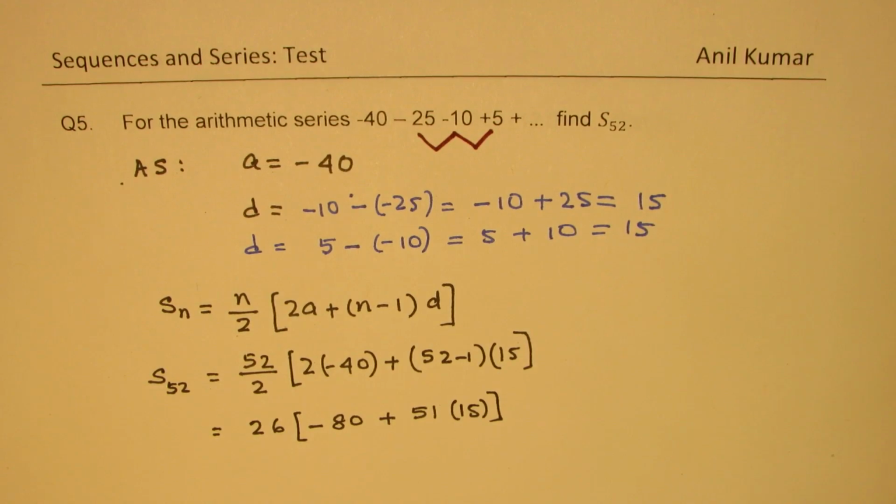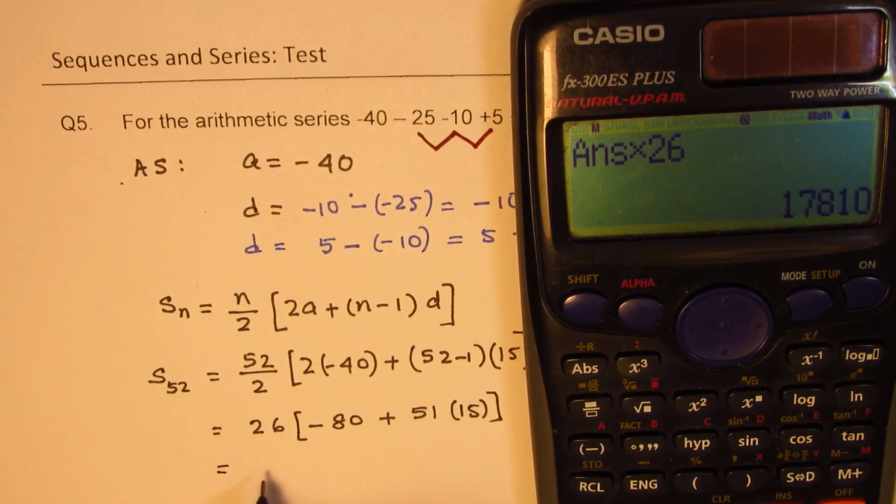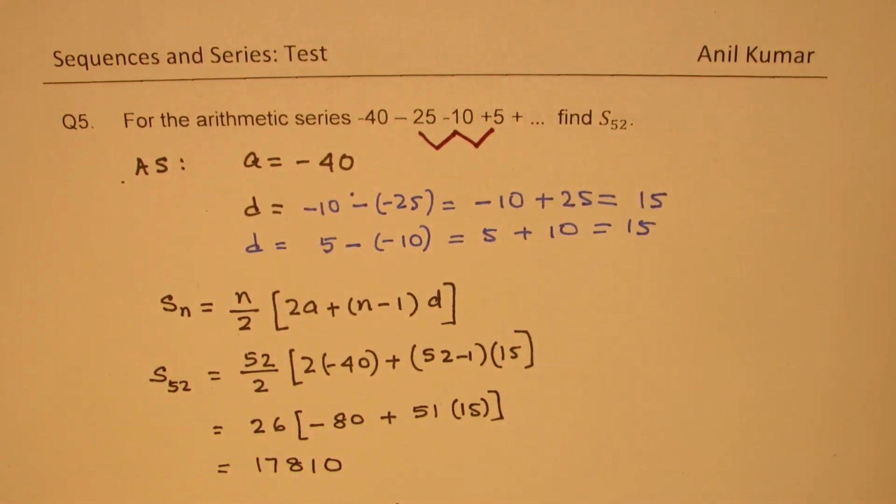So let's use the calculator to figure this out. We have 51 times 15, and from this we'll take away 80, and then we'll multiply this by 26 to get our answer, which is 17810. Correct? So that is how we are going to find the solution of this question. So this is a straightforward knowledge-based question on arithmetic series sum.